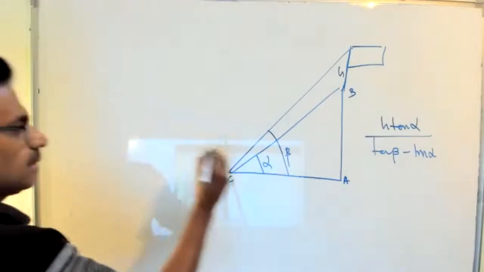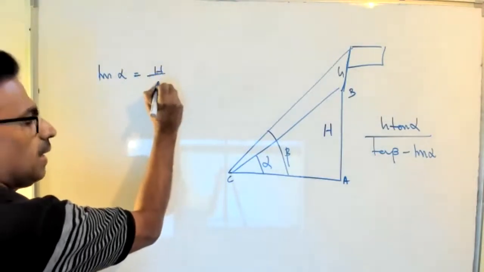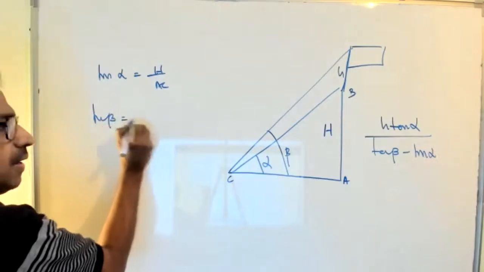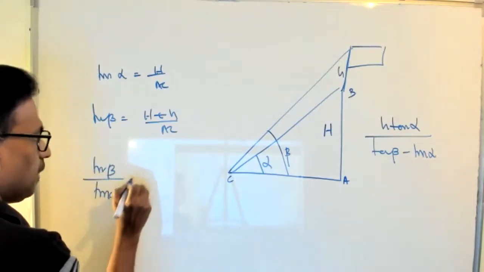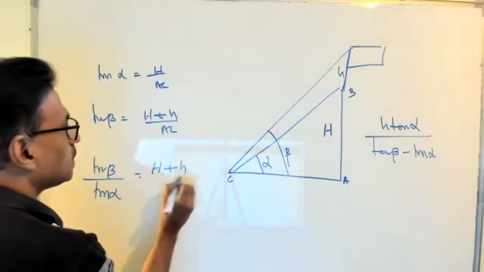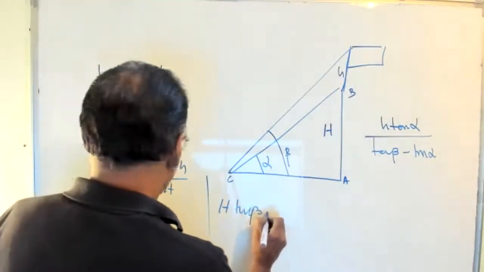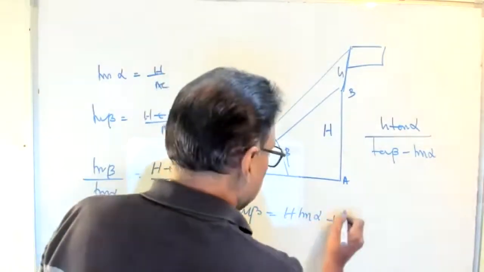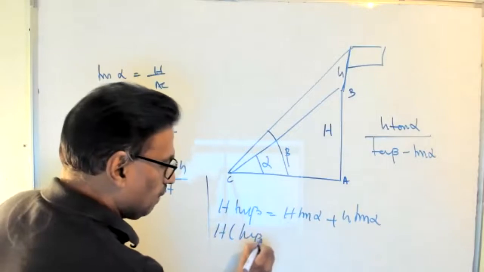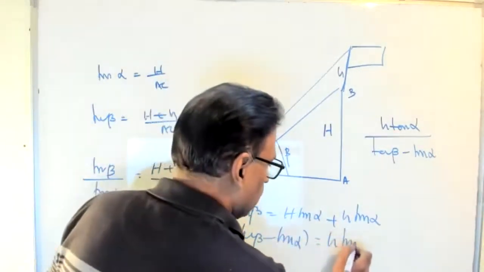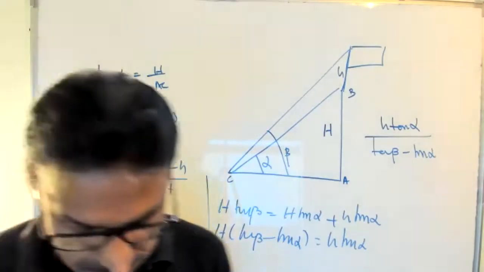I'll show this one. Look, this is capital H. So tan alpha equals h by AC. Tan beta equals h plus H by AC. So tan beta divided by tan alpha equals h plus H by h. Cross multiply: h tan beta equals h tan alpha plus H tan alpha. H into tan beta minus tan alpha equals h tan alpha. Therefore, H equals h tan alpha by tan beta minus tan alpha. Finish. Okay. It's clear now?